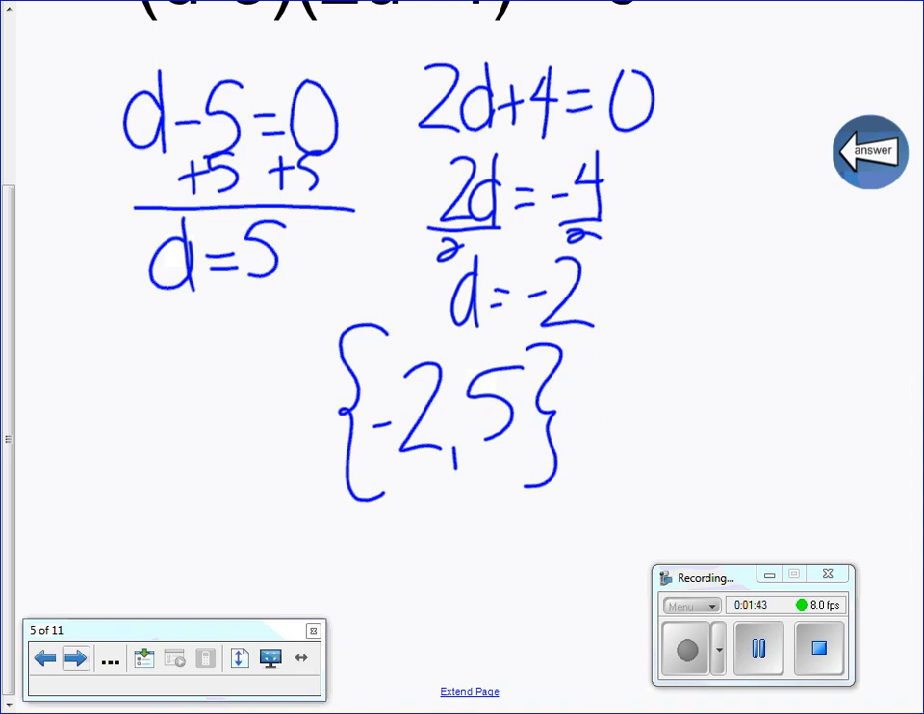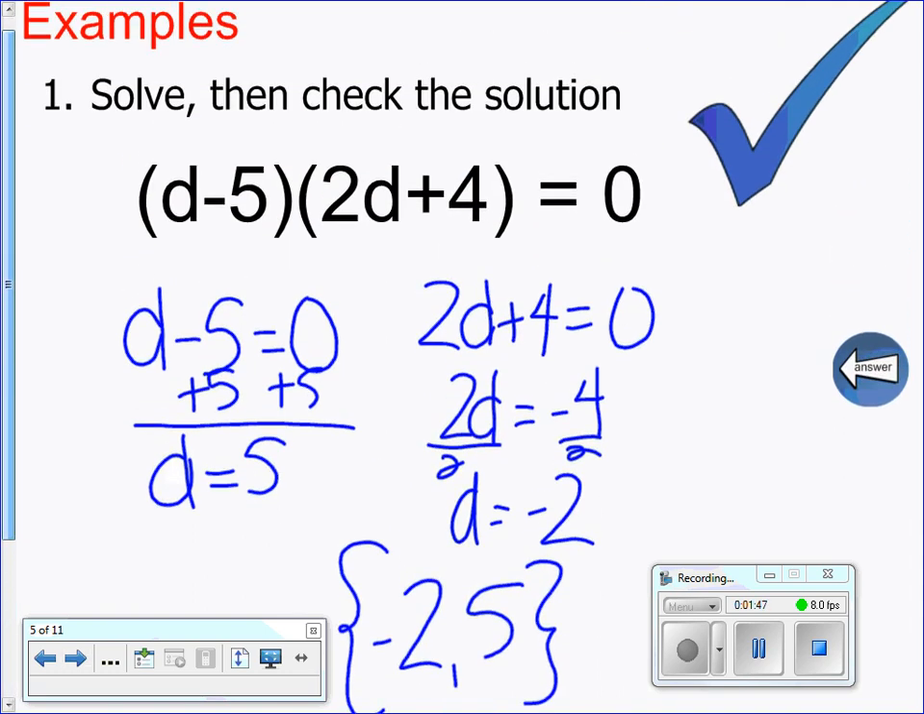In braces because it's a set of numbers. Now I want to go back and check and make sure that both of them work in that equation. So if I decide that d is negative 2, so negative 2 minus 5, 2 times negative 2 plus 4, so negative 2 minus 5 is negative 7, 2 times negative 2 is negative 4, negative 4 plus 4 is 0, negative 7 times 0 is 0.